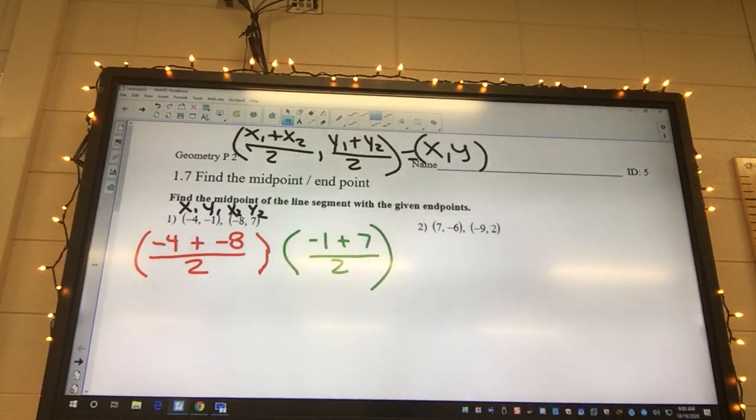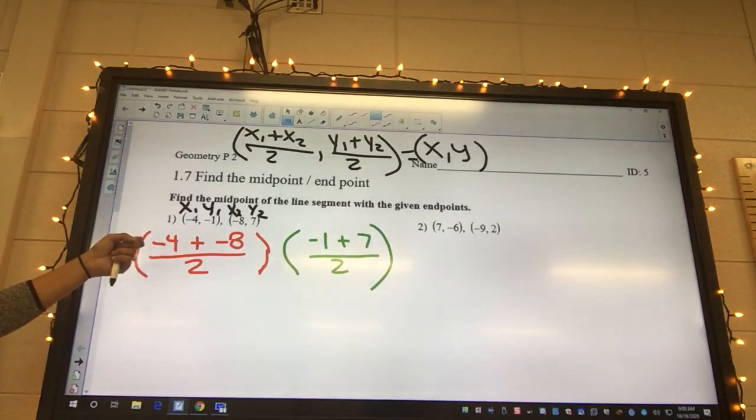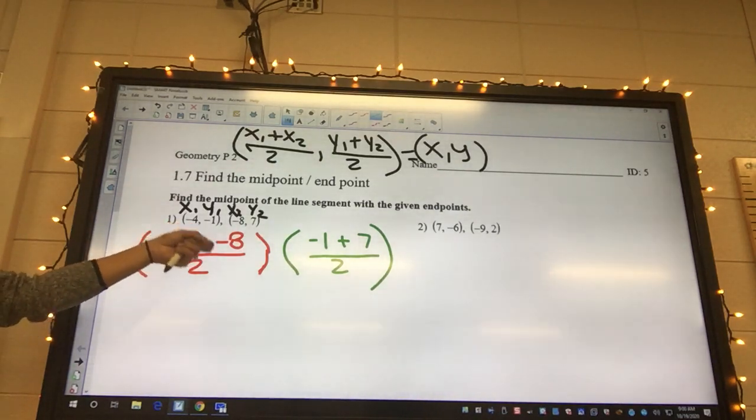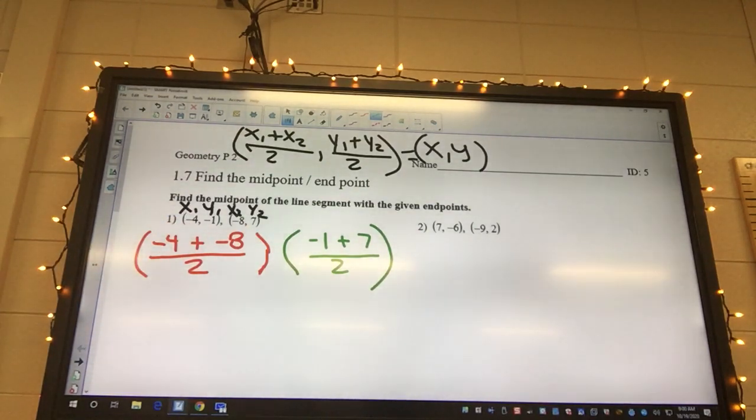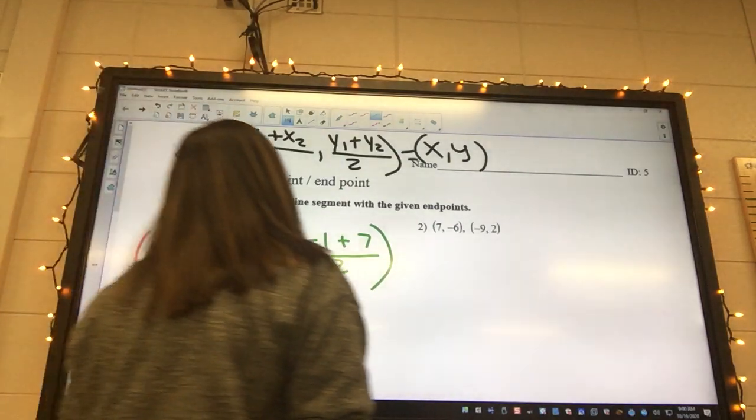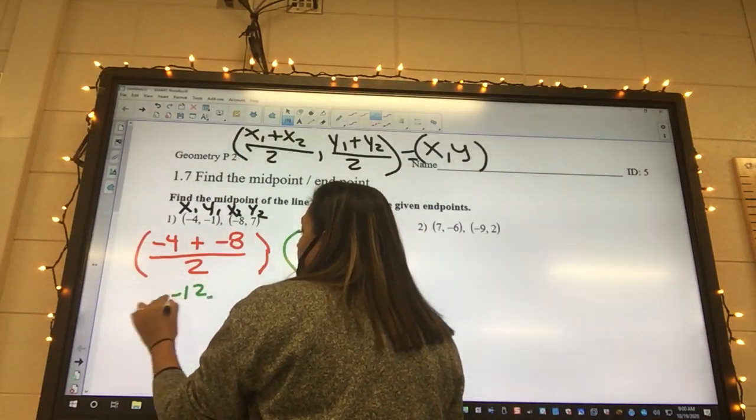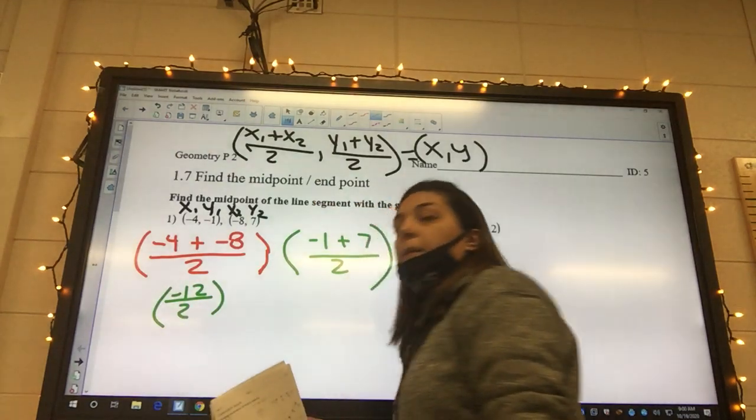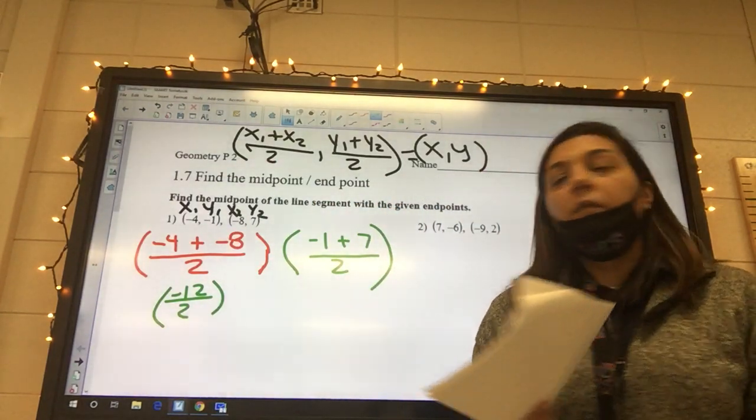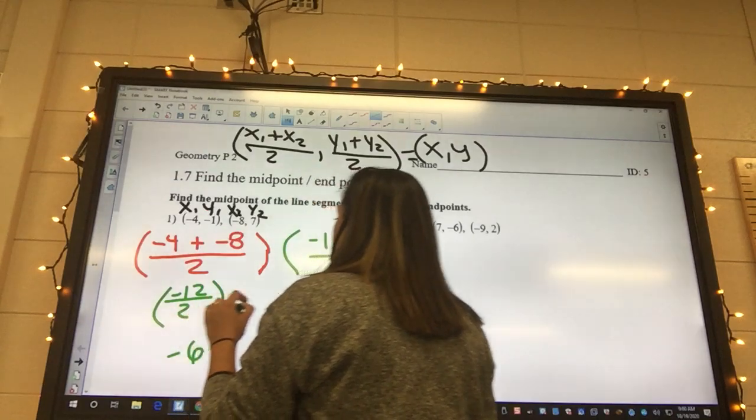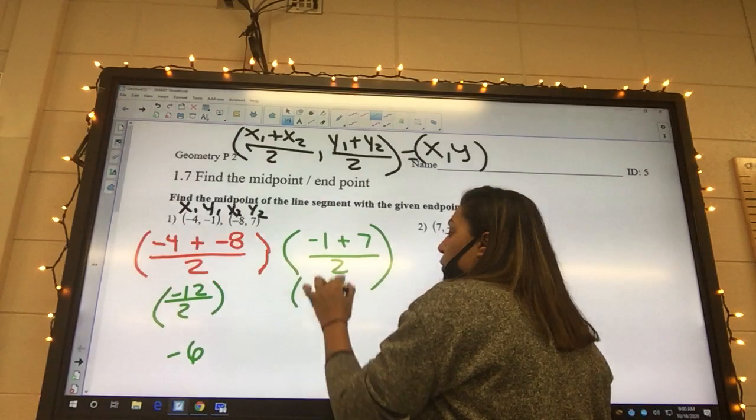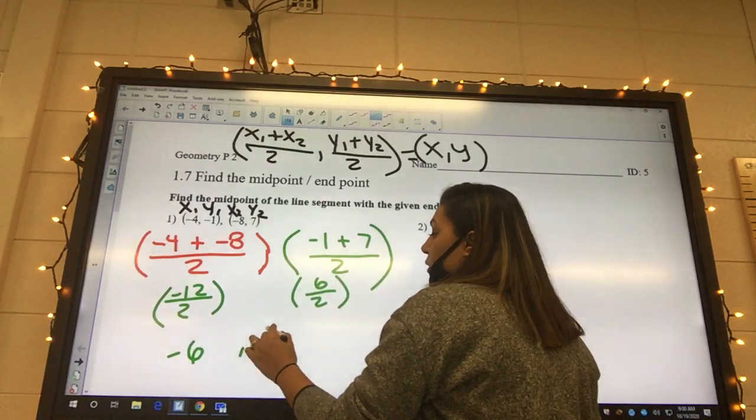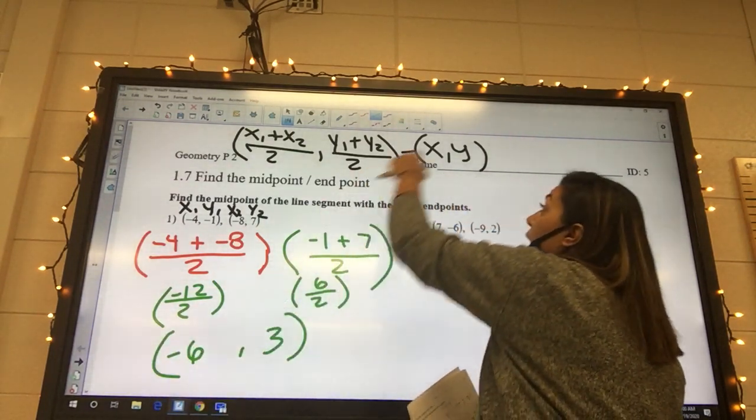Okay, but you have to use the fraction button on your calculator, and you're going to have to do them one at a time. So you could plug in on your calculators -4 plus -8, and then on the bottom of that fraction type 2, and it'll spit out a whole answer. So -4 and -8 is going to be -12 over 2, which is what? What's -12 divided by 2? -6, good. And then I got -1 plus 7 is going to give me 6 over 2. 3.